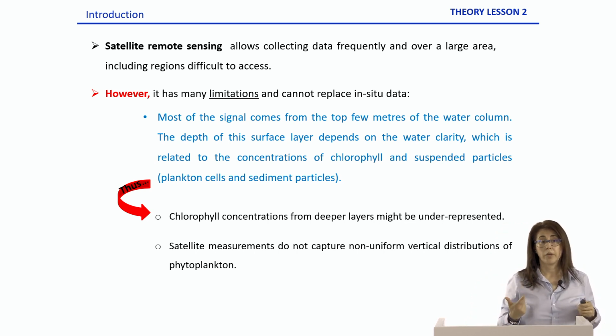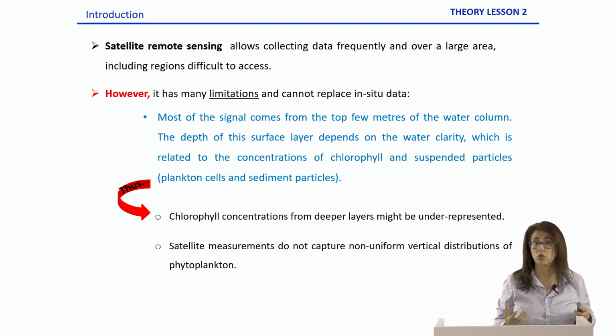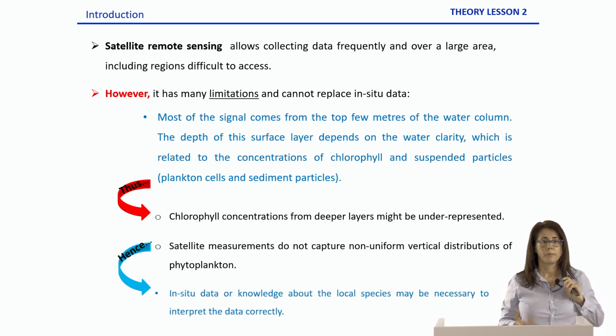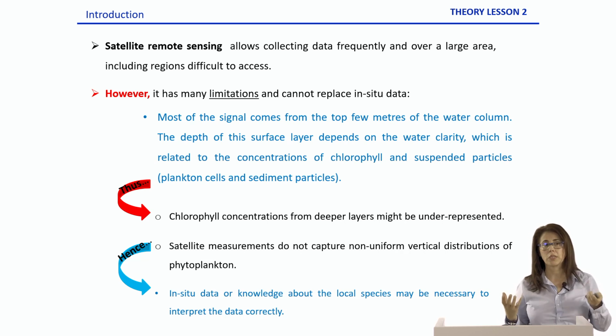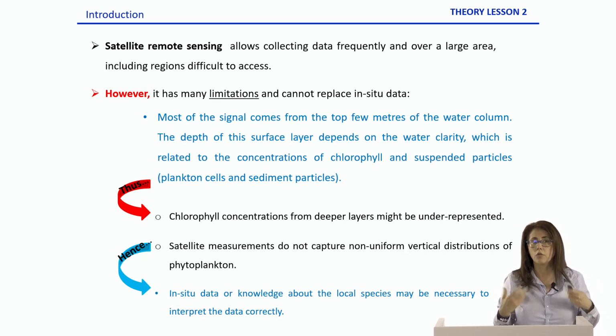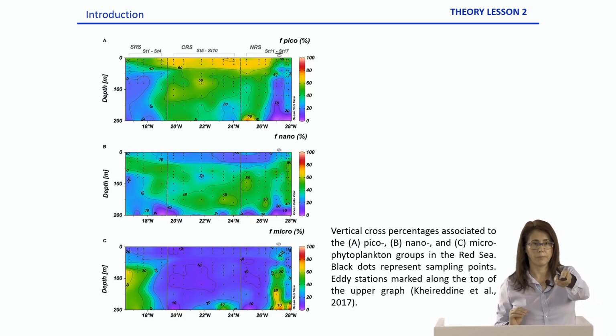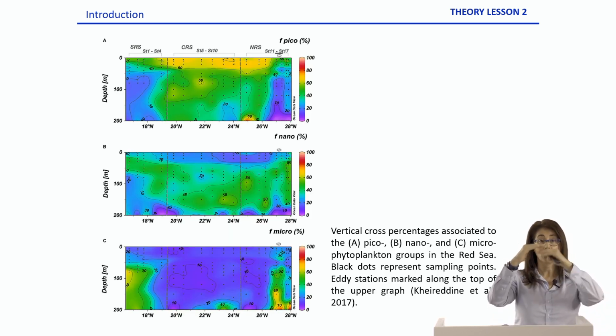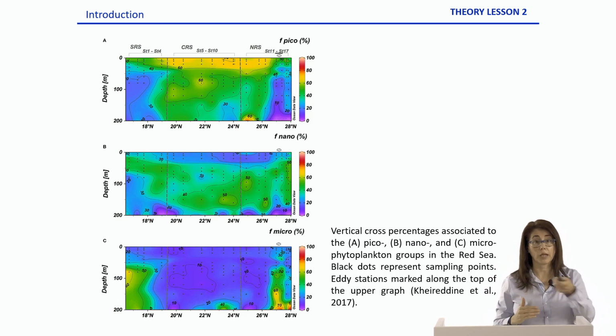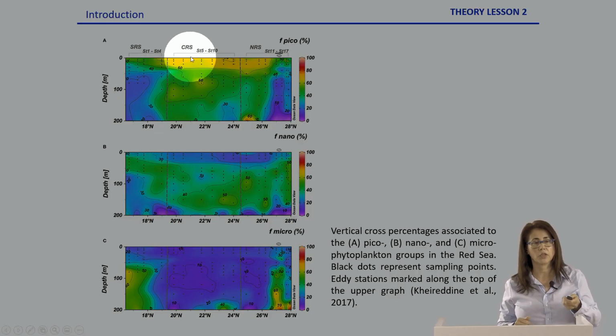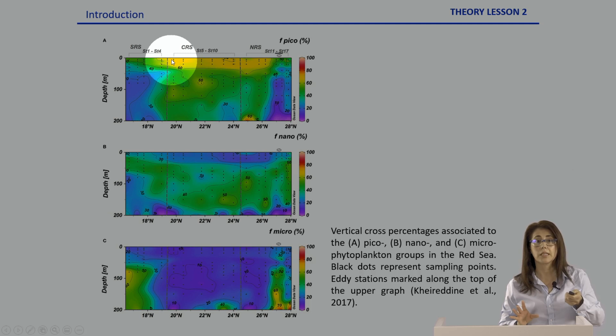Moreover, satellite measurements do not capture non-uniform vertical distributions of phytoplankton. That means that in situ data or knowledge about the local species might be necessary in order to interpret the data correctly. From a remote sensing image, we might have a misunderstanding of the region, so we really need to know what we are looking for. This vertical structure of the phytoplankton can be seen in these graphics. We can see, for example, that picophytoplankton has its maximum concentrations at depths of approximately 20 meters, something like that. So this could more or less be seen by the satellite.